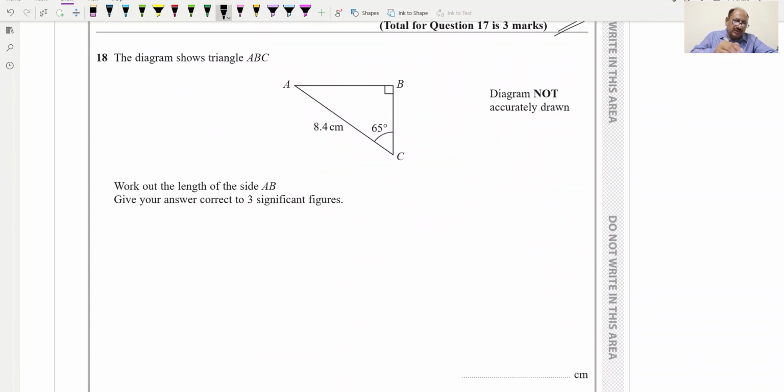Now question number 18. The question says the diagram shows triangle ABC and the diagram is not accurately drawn. Work out the length of the side AB. AB is this one, which is opposite to the given angle. So we can write opposite over hypotenuse. This will be sine theta, sine of 65 degrees. Give your answer correct to 3 significant figures.